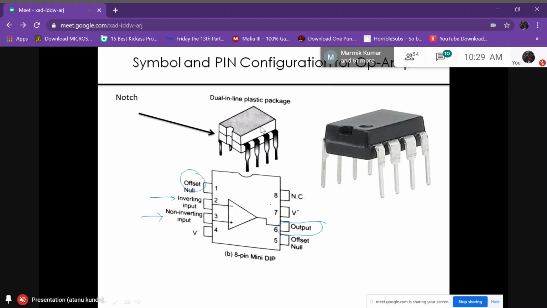In any IC, these 2 are for the inputs. And how do I remember these pin numbers? I remember like this. This is negative. Negative means low, the pin number 2. And positive means higher than 2, that is plus.